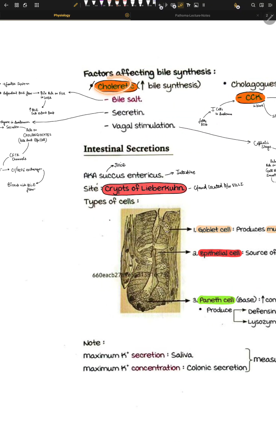Let's talk about choleretics. These choleretics are the chemicals that can increase bile synthesis. By definition, choleretics are substances, chemicals or drugs, whatever you want to call them, that increase the secretion of bile by the liver cells, by the hepatocytes. They stimulate bile production. Now, it's not just the flow. They actively increase the synthesis of bile, right?